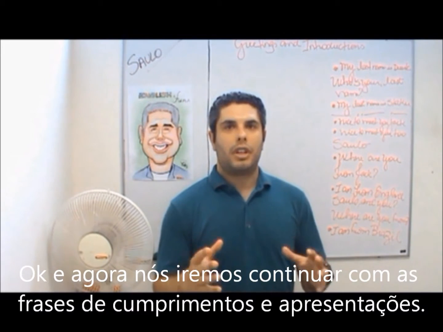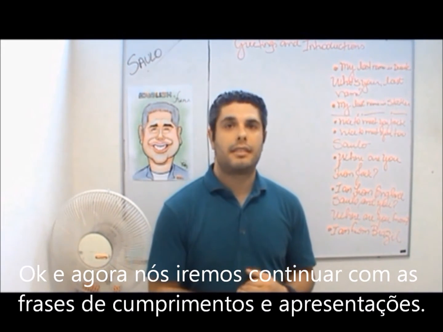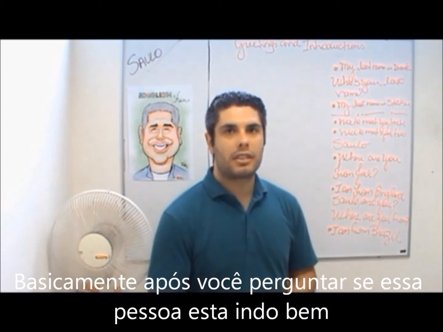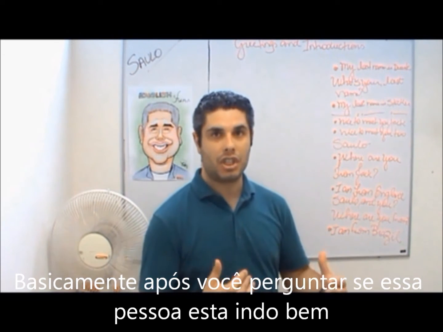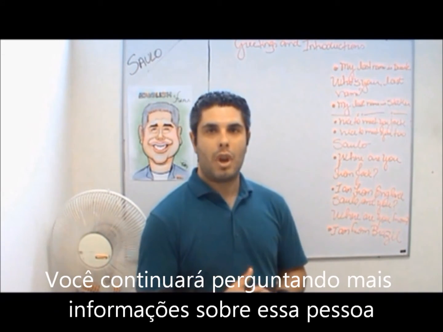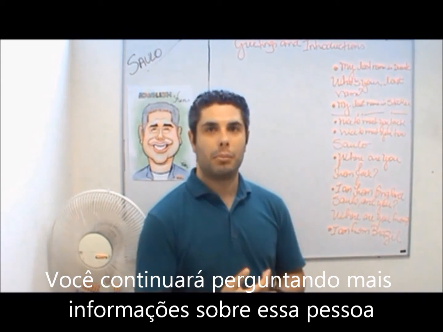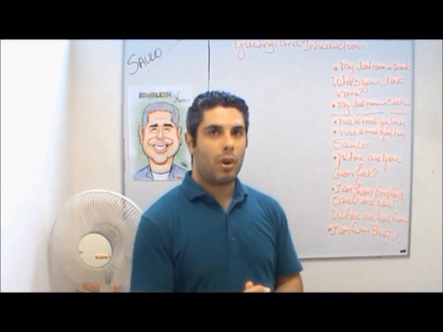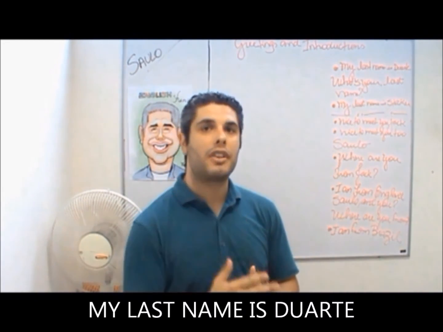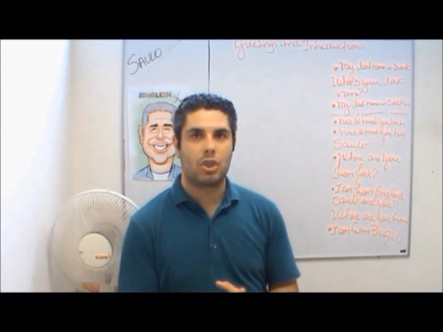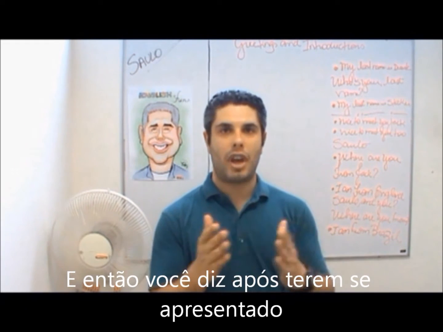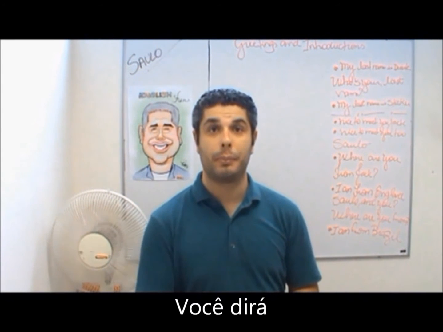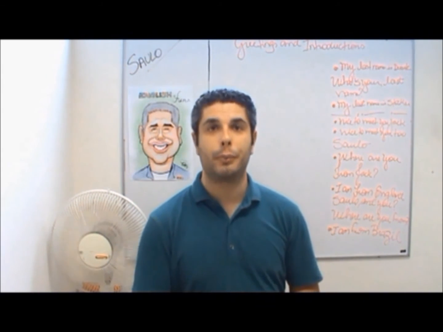Okay, and now we are going to continue the sentences regarding greetings and introductions. So basically, after you ask the person if he or she is going well, you will continue to ask more information about this person. So you say, what's your last name? Well, my last name is Duarte. What's your last name? My last name is Stoker. And then, after you have already introduced yourself to one another, you say, oh, nice to meet you. And the person says, nice to meet you too.